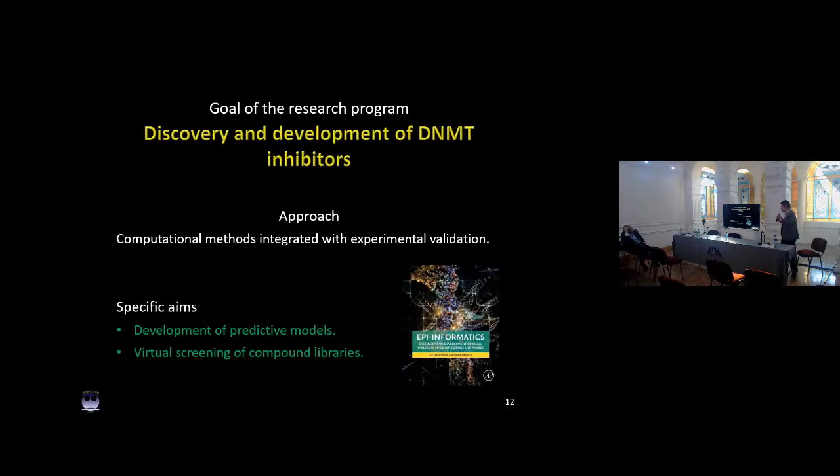Well, with this very brief introduction on epigenetics and inhibitors, now I'd like to state the goal of the research program. We want to identify inhibitors of DNMTs and other epigenetic targets using an approach combining computational methods with experimental validation. Just in terms of nomenclature, the use of computational approaches applied to epigenetic drug discovery has been called epi-informatics. In the next slide, I'd like to show advances in the results that we have been obtaining in our group in two specific aims. One of them is to develop predictive models using machine learning to anticipate potential activity of inhibitors of epigenetic targets, and the second is the application of those predictive models with other computational techniques to identify other compounds.